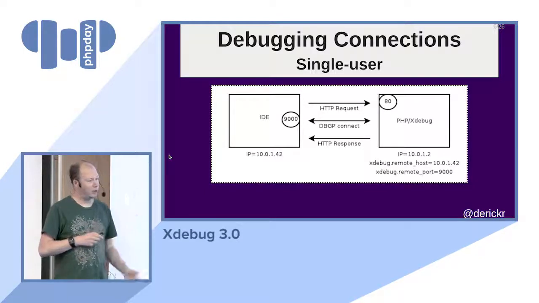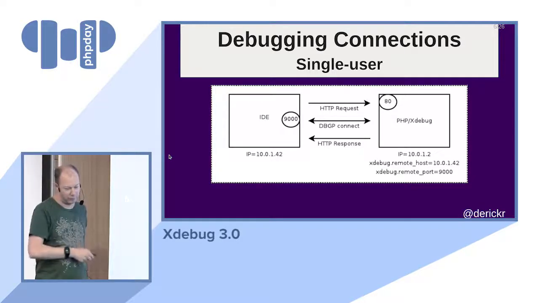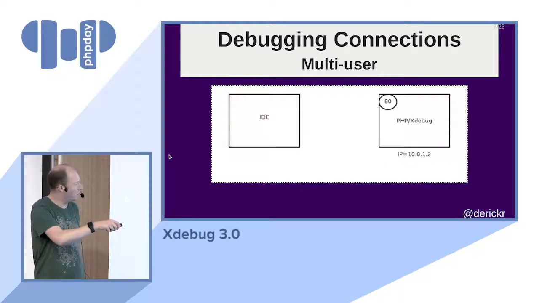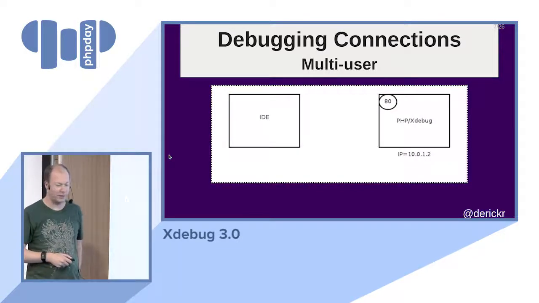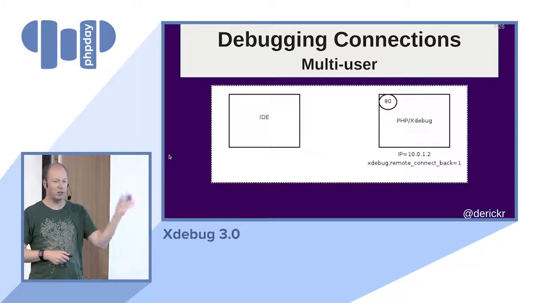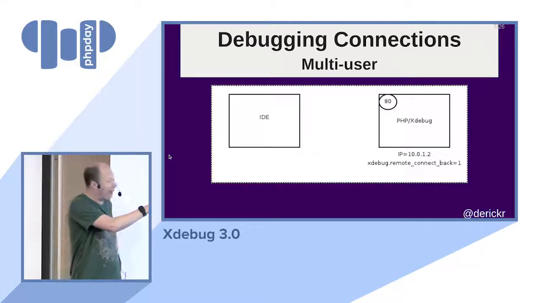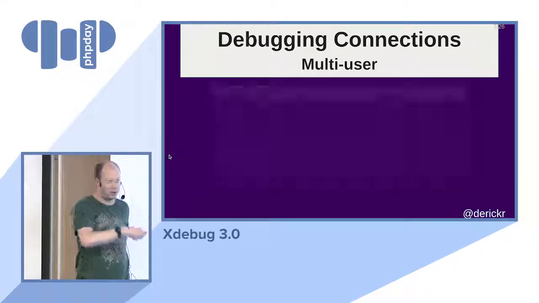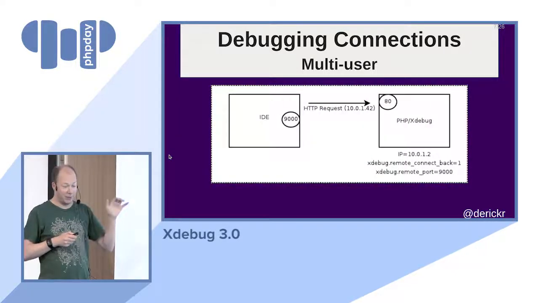So if you're in a multi-user environment, what I actually recommend is that the first two things are the same. But instead of setting the remote host, I'm setting remote connect back. What that does is it looks in the HTTP request for the IP address the HTTP request came from, and uses that to make the connection. So the HTTP request comes in, and in the headers you can figure out that it is from IP address 10.0.1.42. Then Xdebug sees, oh, this is being set.